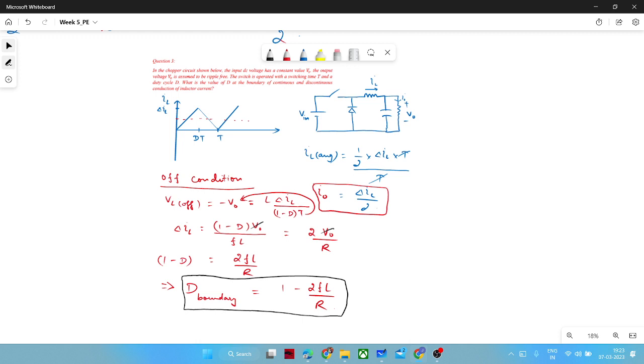So we may proceed with some other problems if we are clear with this issue. It's better we should move ahead with another converter, that is boost converter.